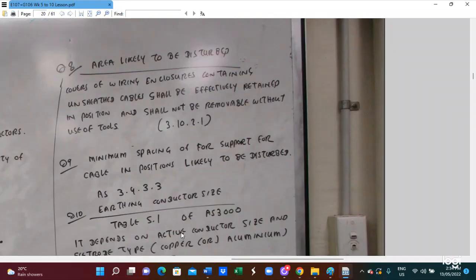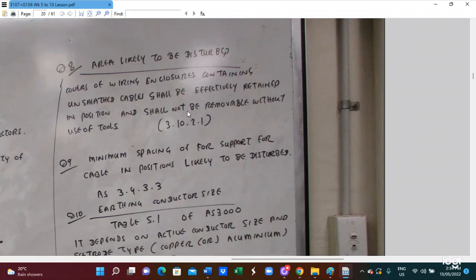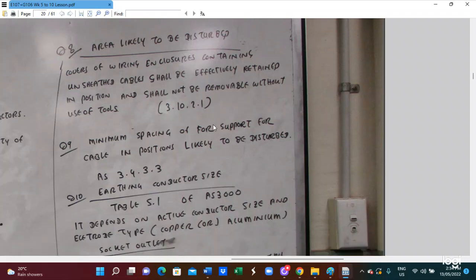The next one is areas that are likely to be disrupted. If the area is likely to be disrupted, what you have to do is cover all the wiring enclosure containing the unsheathed cable. It shall be effectively fixed in position and shall not be removable without the use of tools. So this is the clause we must follow from AS 3000.